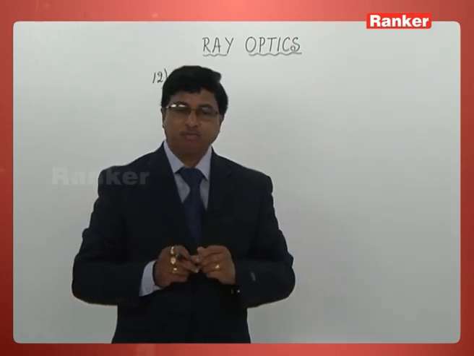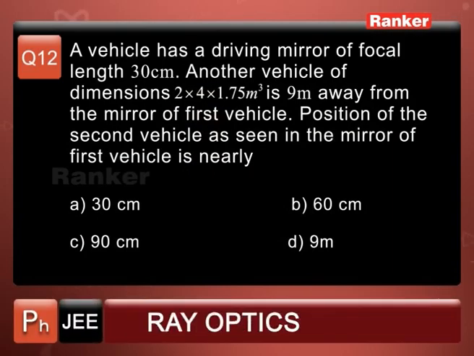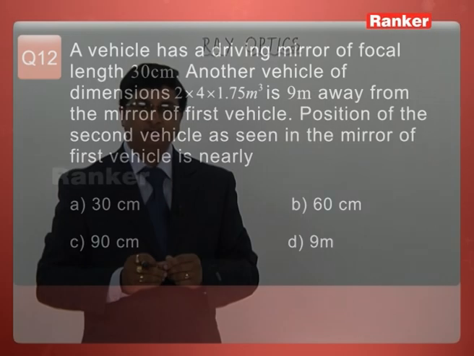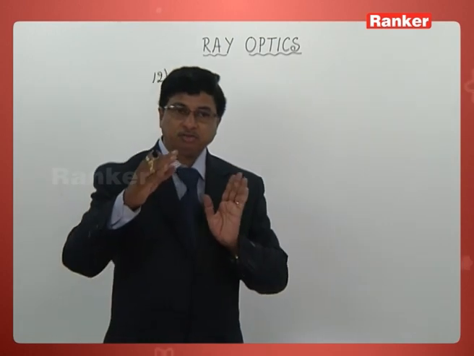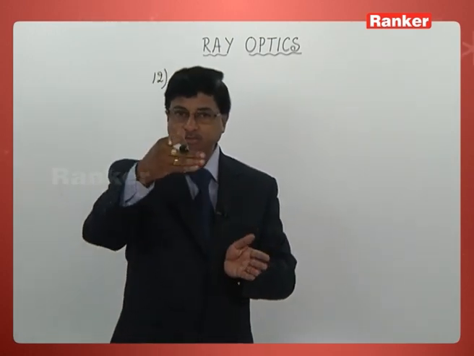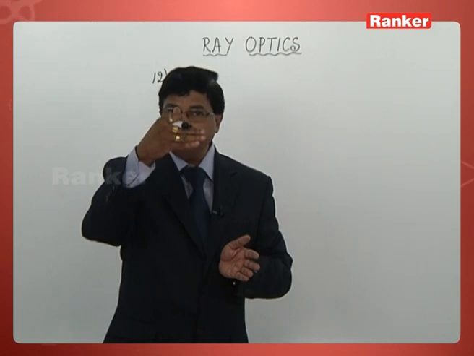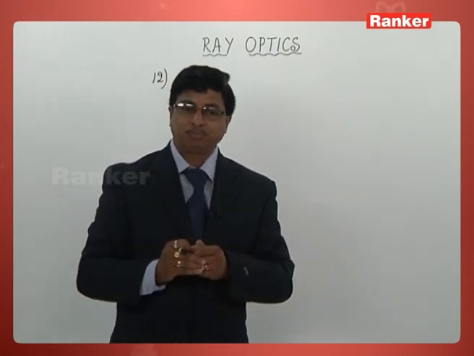Indirectly he is giving us that. Fine. Another vehicle of dimensions 2 by 4 by 1.75 meter cube. Of course, volume dimensions he is giving here. One is length, one is breadth, one is height. That is 9 meter away from the mirror of the first vehicle. The second vehicle is now at a distance of 9 meter from the first vehicle, in the sense, the mirror inside the first vehicle.